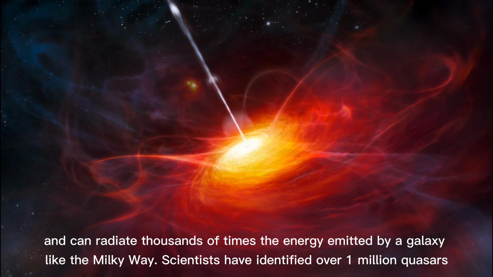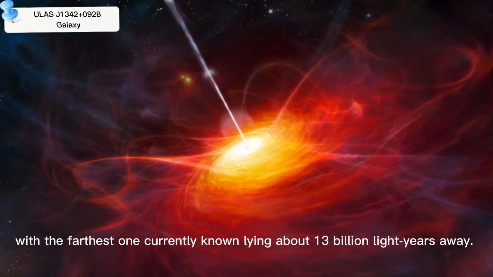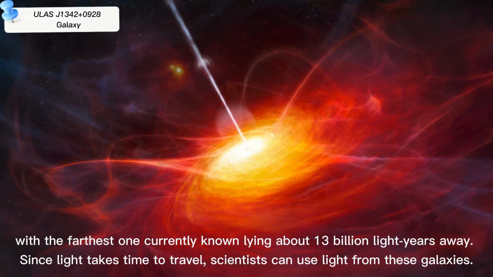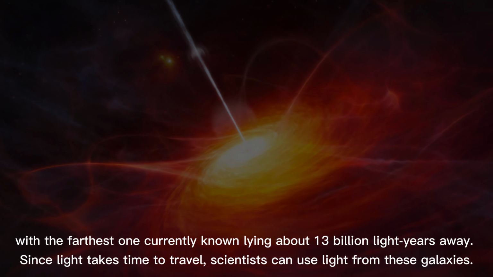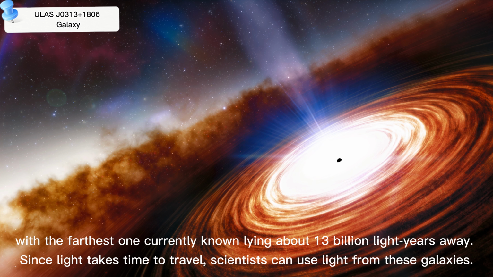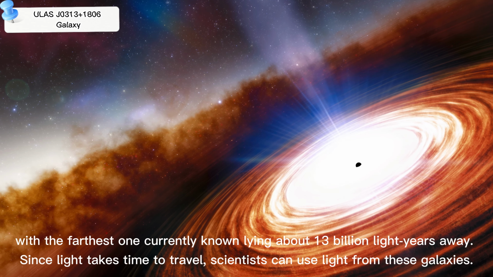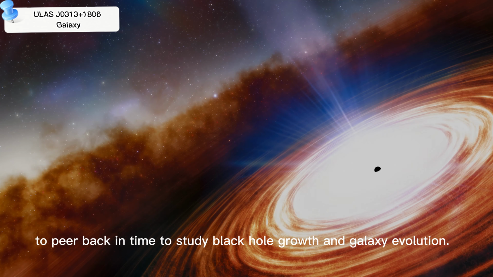Scientists have identified over 1 million quasars, with the farthest one currently known lying about 13 billion light years away. Since light takes time to travel, scientists can use light from these galaxies as a way to peer back in time to study black hole growth and galaxy evolution.